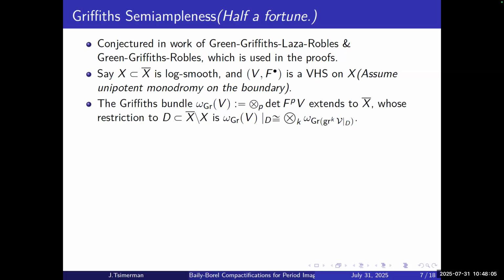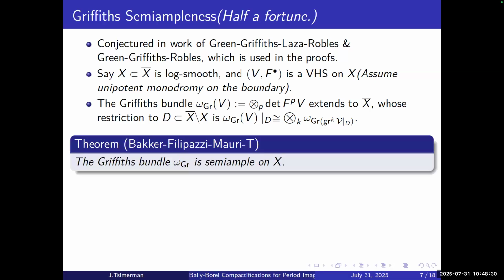Then you can look at this Griffiths bundle that I described last time. It's known, because the Hodge bundles extend, that the Griffiths bundle also extends to the compactification. And moreover, you can describe the restriction of the Griffiths bundle to any stratum in the boundary as the Griffiths bundle of the graded Hodge structures you get in the boundary. So it's got this nice persistency property. And the theorem, which was originally conjectured in this work, is that the Griffiths bundle is semi-ample.